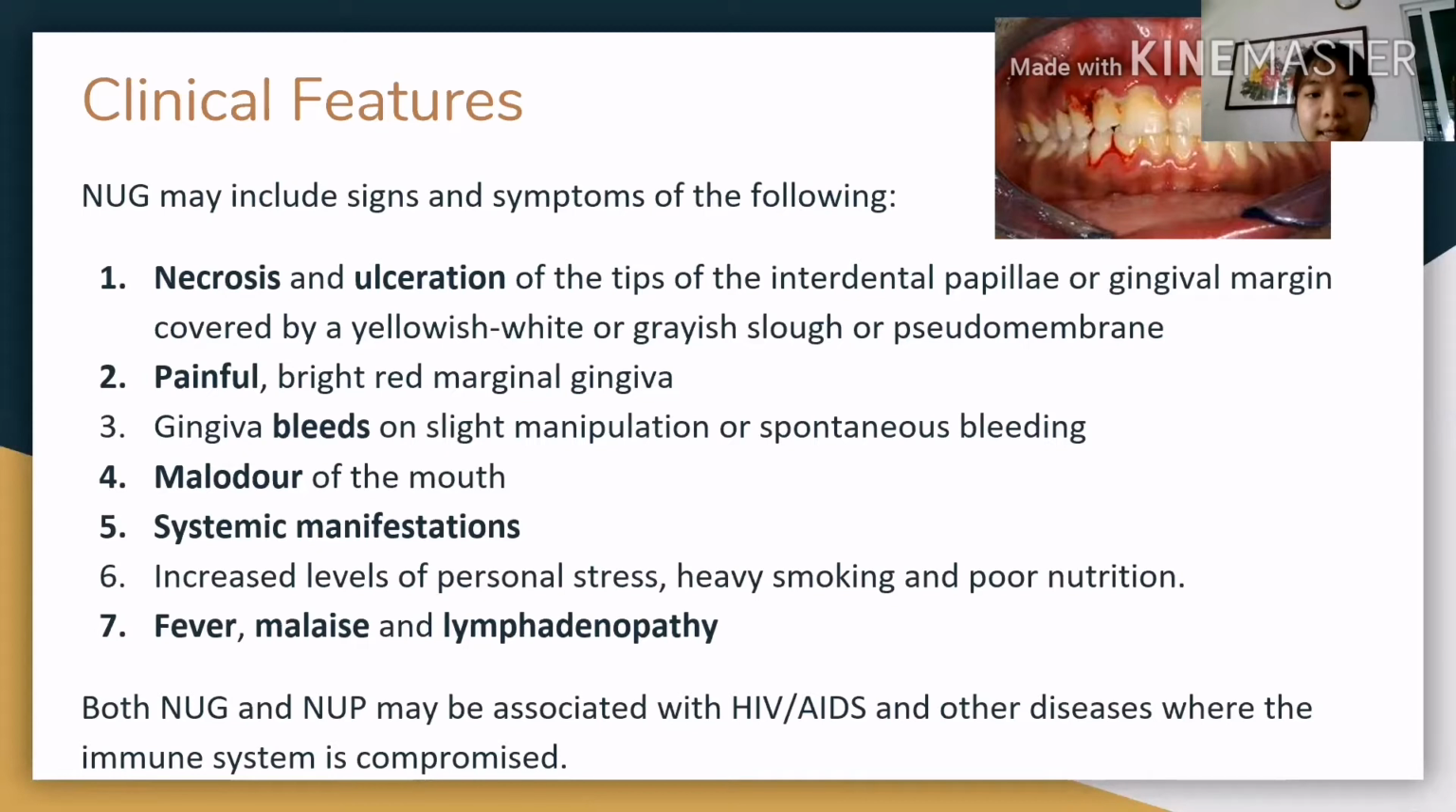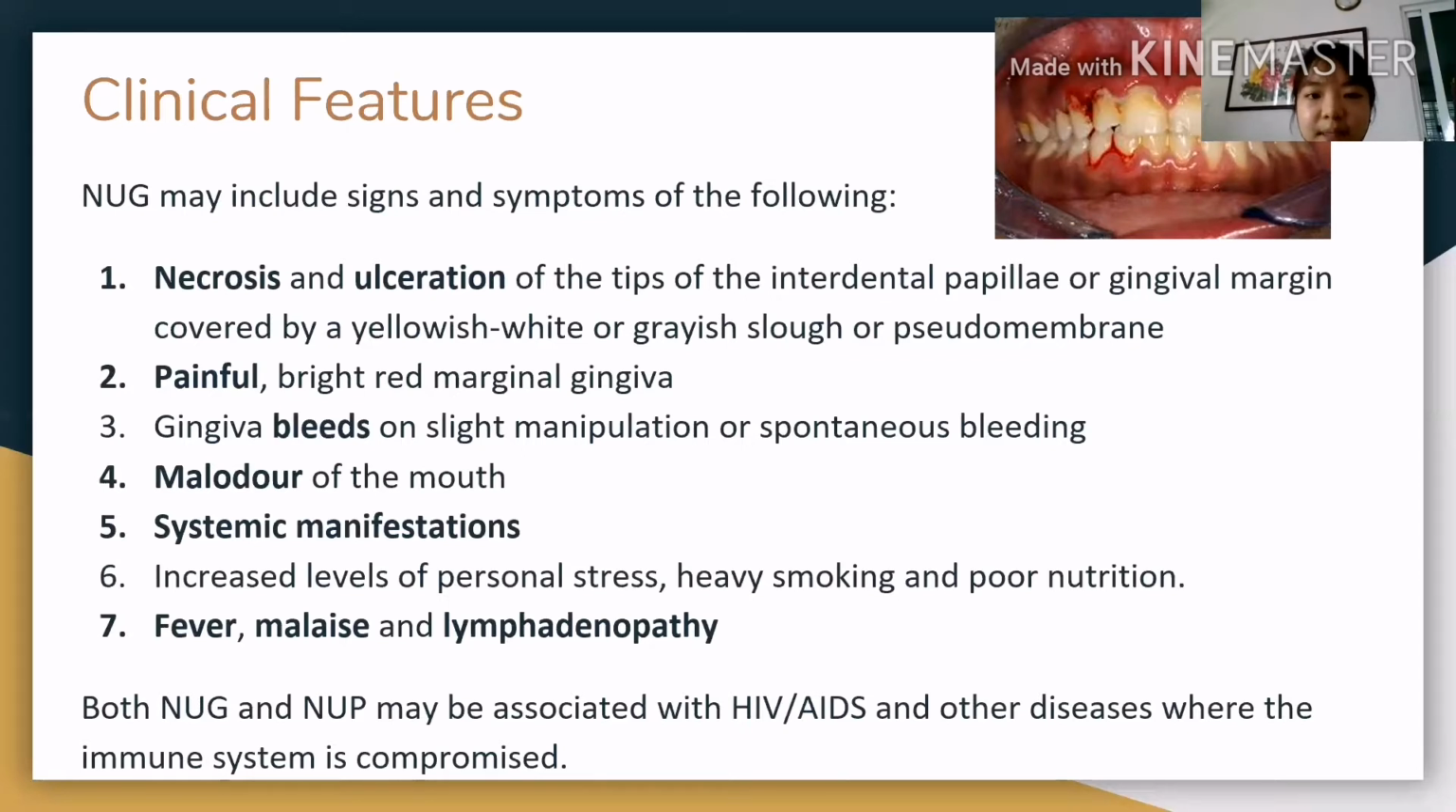Firstly, the interdental papillae or gingival margin of the patient will be ulcerated with dead tissue. These ulcerations have a punch-out appearance and are covered by a yellowish-white or grayish pseudomembrane. Secondly, as you can see from the image over here, the marginal gingiva of the patient appears bright red and he or she may suffer from severe gum pain. Thirdly, there will be profuse gum bleeding that requires little or no provocation.